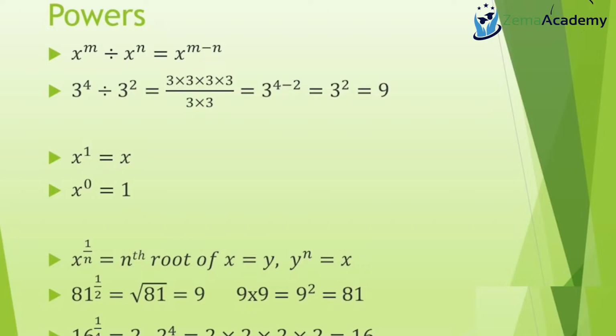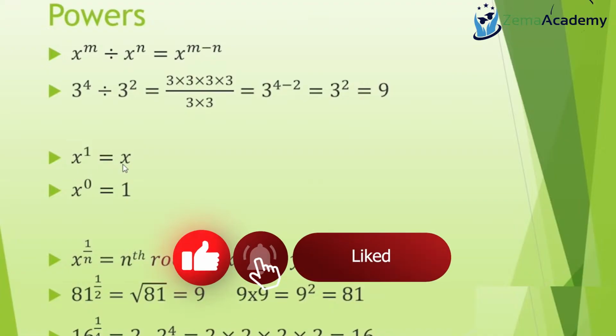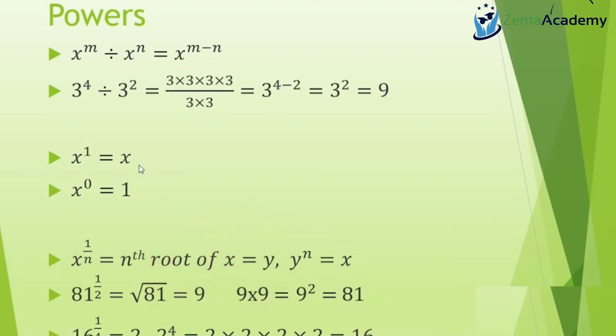There are a couple of special cases. Here, x to the power of 1 equals x. Any number to the power of 1 is just itself. 5 to the power of 1 is 5. 7 to the power of 1 is 7. Anything at all. Again, try it on your calculators. The other special case is any number to the power of 0 equals 1. And that's quite useful if you're taking things away and end up with a 0 up here, for example.